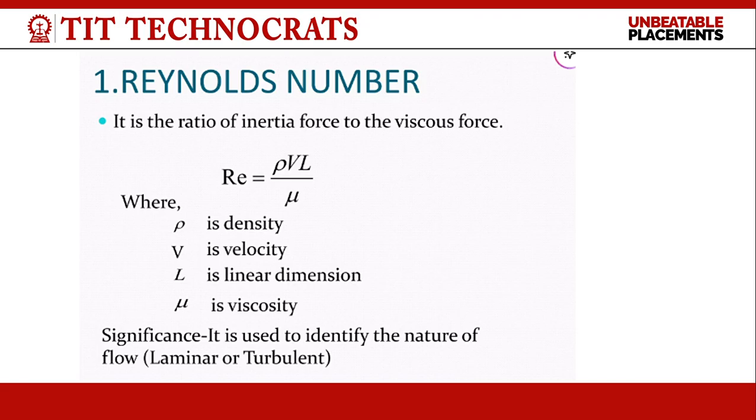First one is the Reynolds number. It is the ratio of inertia force to viscous force. So Reynolds number will be equal to rho VL divided by mu. The formula will come out to be this, where rho is the density, V is the velocity of the liquid, L is the length, and mu is the coefficient of dynamic viscosity.